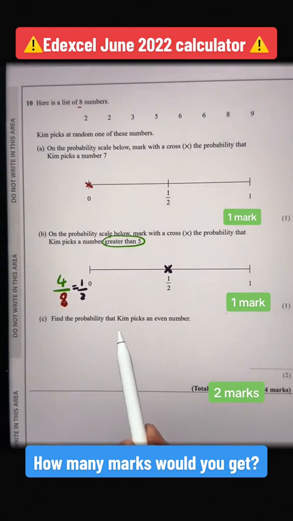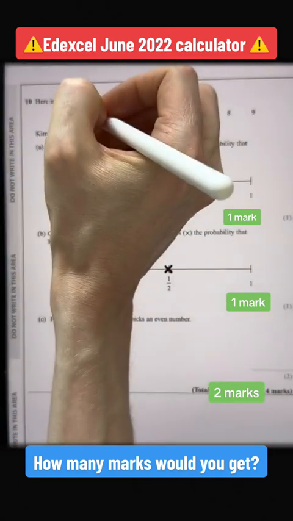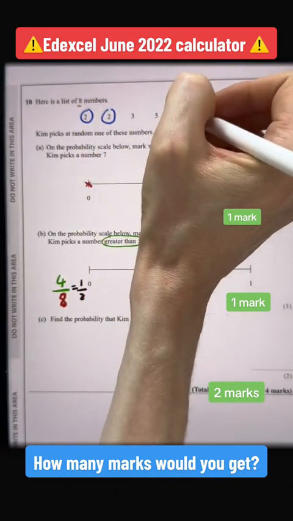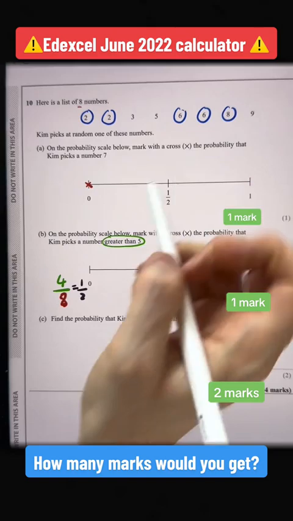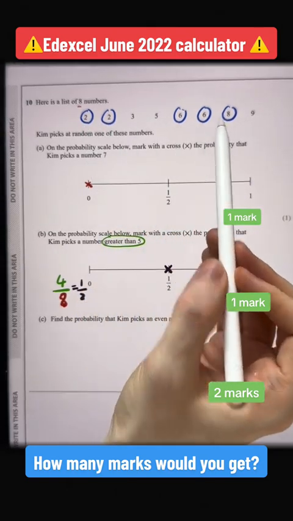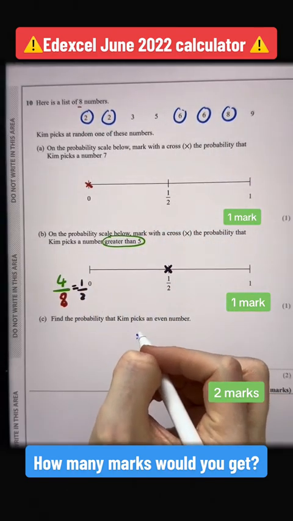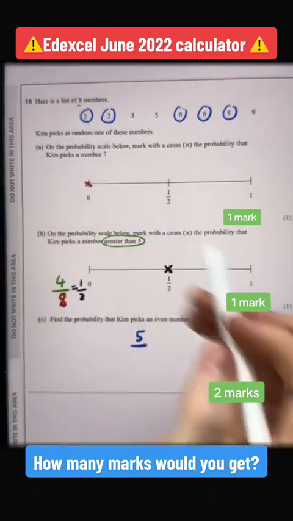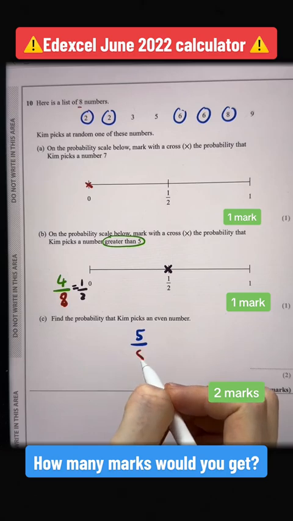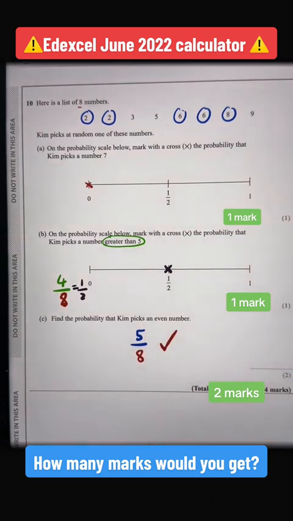Part C. Find the probability that Kim picks an even number. Well, an even number will end in 0, 2, 4, 6, or 8. Look at my list. The even numbers are 2, 2, 6, 6, and 8. So Kim's got 1, 2, 3, 4, 5. 5 chances of picking an even number. Out of, in total, there was 8 numbers. So therefore, the chance of picking an even number is 5 over 8.